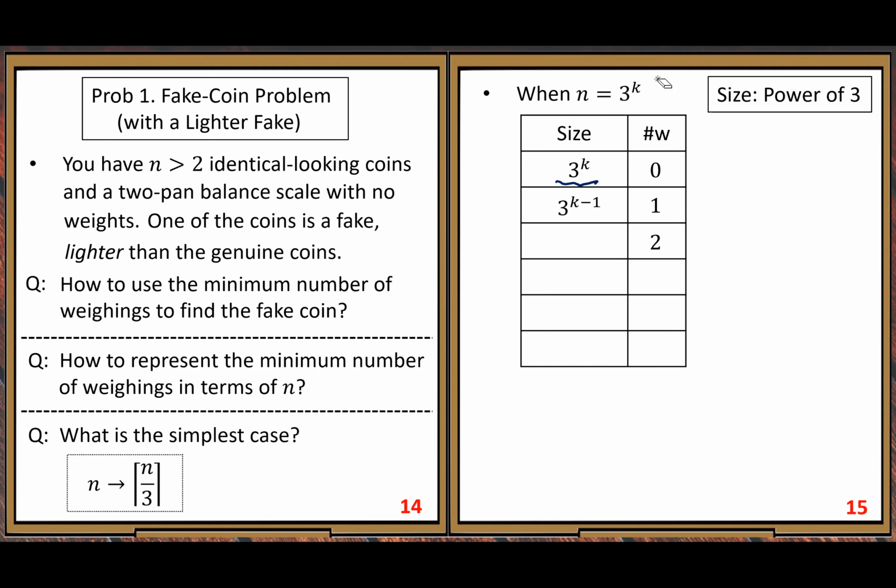Second weighing, another division by 3, right? Let's do another division by 3. Can you see some rule? When we do experiments like this, can you see some rule? A straightforward observation. What's the rule? Is there a special property you can find?